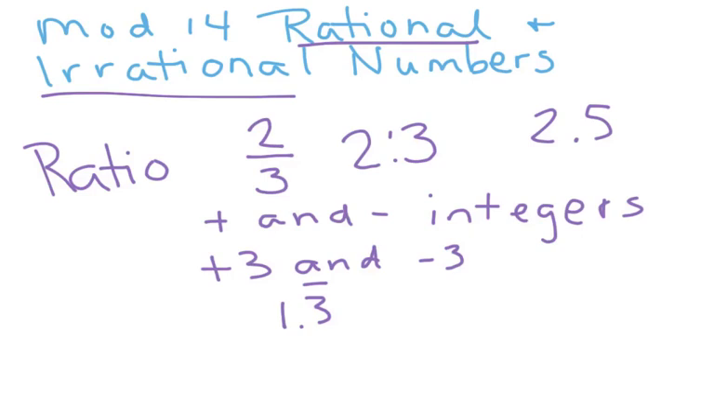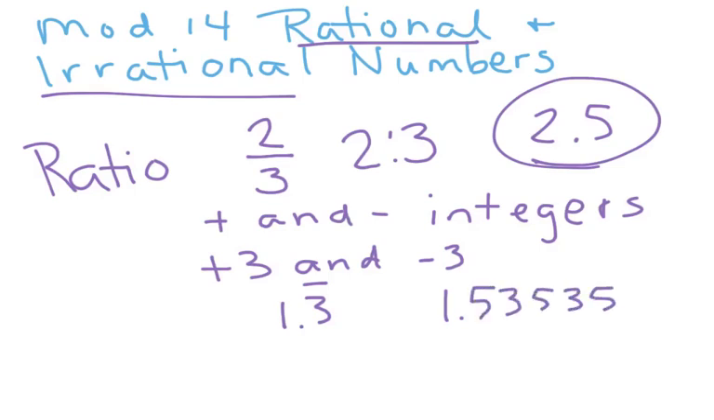And also numbers that terminate, like 2.5, or a number that repeats over and over again, like 1.53535353 continuously. If a number repeats itself or if it terminates, then it's considered a rational number. Okay, so a rational number includes the word ratio in it.